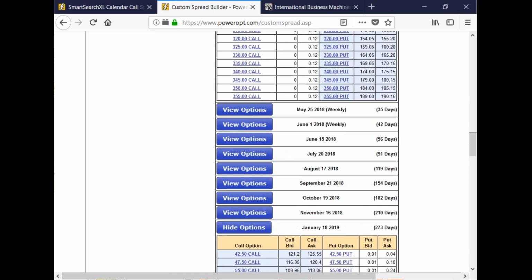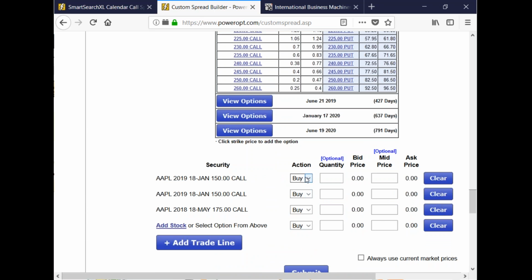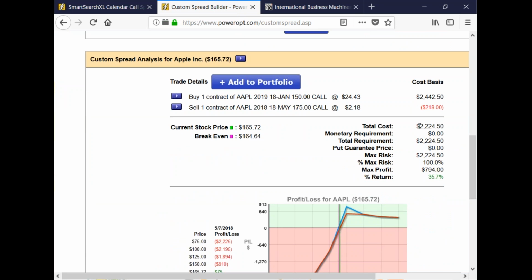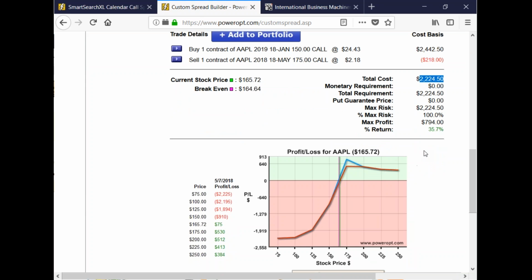175, 150, 175, a 25-point spread. Oops, I put that in twice, I'm sorry. So we're going to buy one and sell one. There we go. So the net debit is 22, and my difference in strike price is 25. That's good. All right, so it's 22.24 is the net debit, a $25 difference in strike prices.